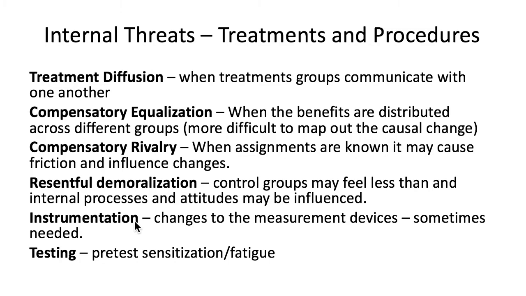Similarly, resentful demoralization. Again, if the control group feels like they're getting the short end of the stick, it may impact your outcome measures. And so whenever you can, make sure that people don't know what's going on to some extent, as long as your IRB approves it. And you want to make sure that benefits are spread out to everyone who's involved in the study, if possible.